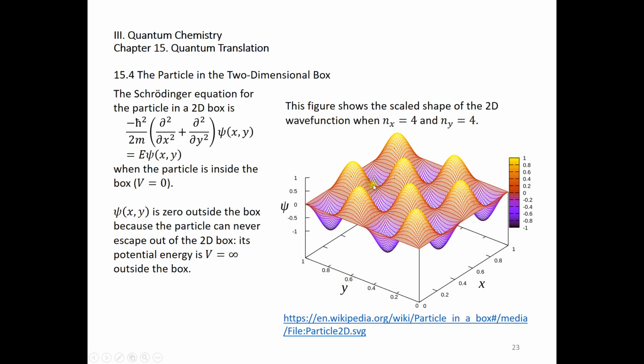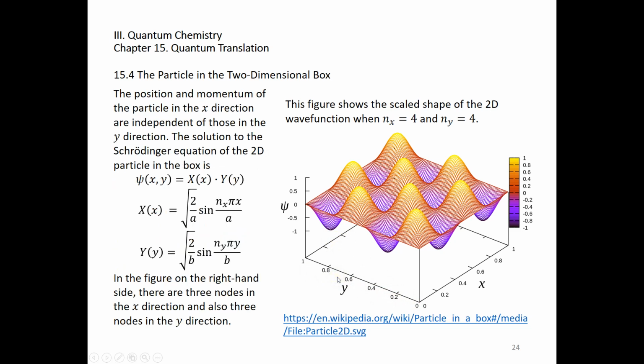So really, the two-dimensional wave function can be decomposed into two one-dimensional wave functions, one in the x direction, the other in the y direction. And mostly in the x direction, you'll have just the square root of 2 over a times sine n pi x over a. In the y direction, you have the square root of 2 over b times sine n pi y over b, where b is the length in the y direction.